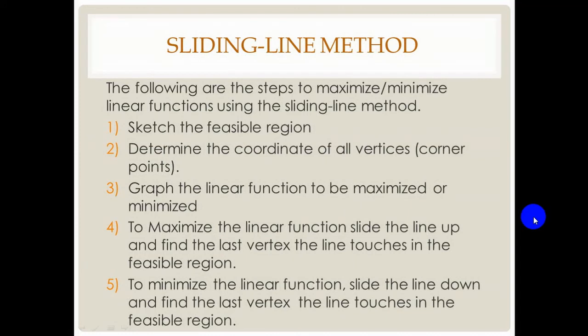Okay, now the second method, the sliding line method. The following are the steps to maximize and minimize a linear function using the sliding line method. The first, you always need to sketch the feasible region and then determine the coordinates of all the vertex corner points. The third, graph the linear function to be maximized or minimized. The fourth, to maximize the linear function, slide the line up and then find the last vertex the line touches in the feasible region. And if it asks about minimizing, slide down and then find the last vertex the line touches in the feasible region.